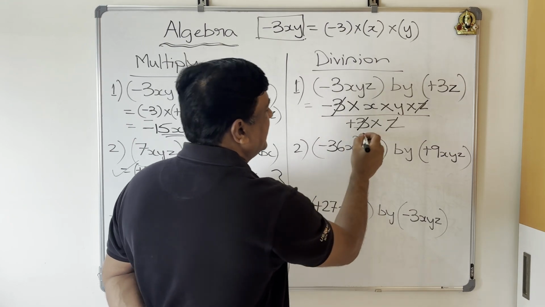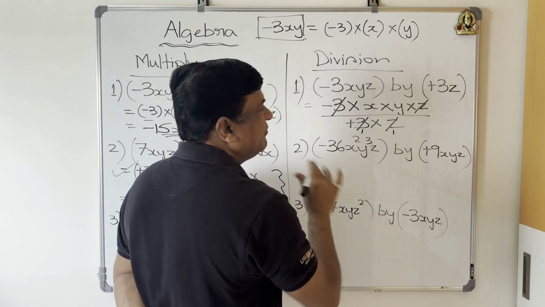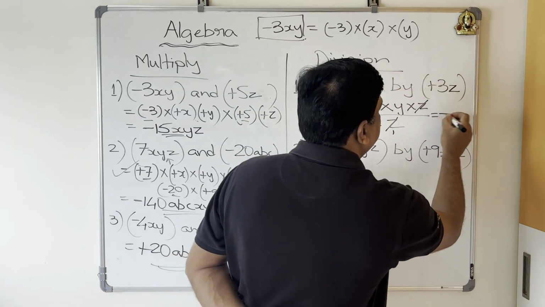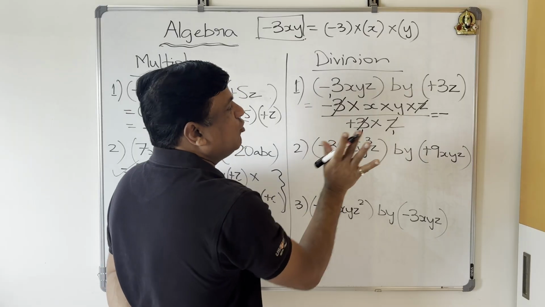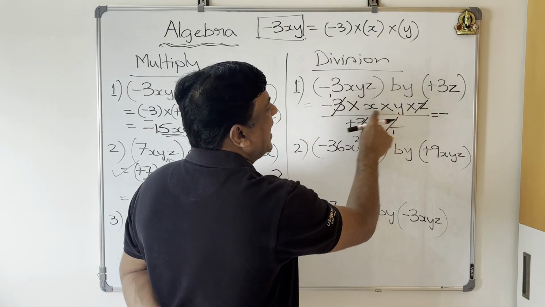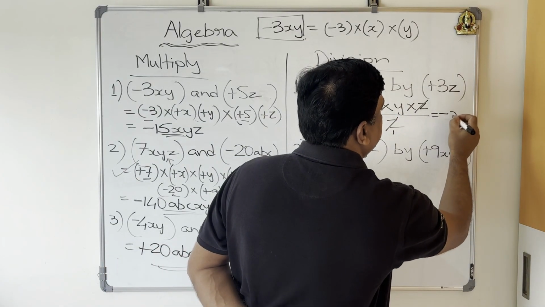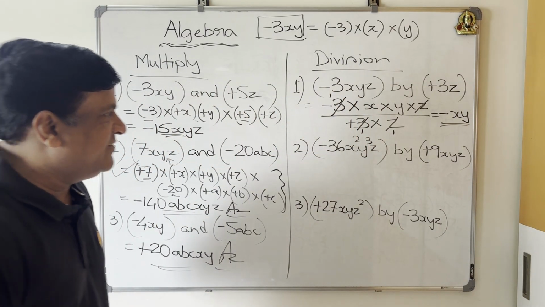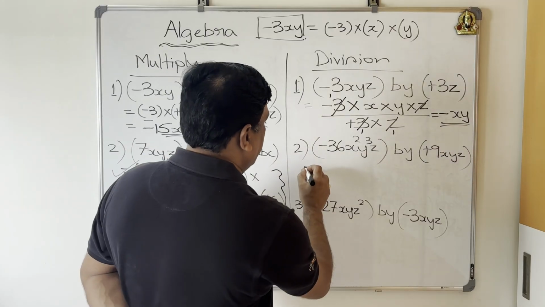Now what are you left with? Here you are left with 1, you are left with 1, so you don't have to worry about that. You have a minus sign, leave it like that. You have a 1 over here, you don't have any constant, you are left with only xy. So your answer is -xy. Make sense? Easy? So similarly, let's go to the next one.